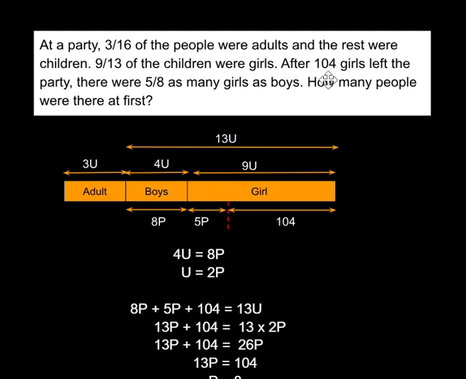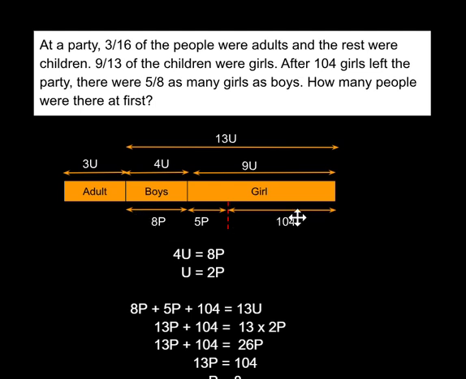Okay, so after 104 girls left the party, there were 5/8 as many girls as boys. Which means that after 104 girls left the party, I reduce it by 104. This portion here is 5/8 of the boys. So this is 5p, this has to be 8p.